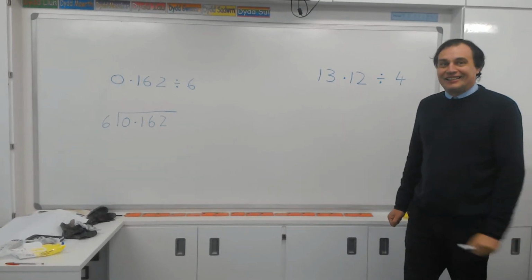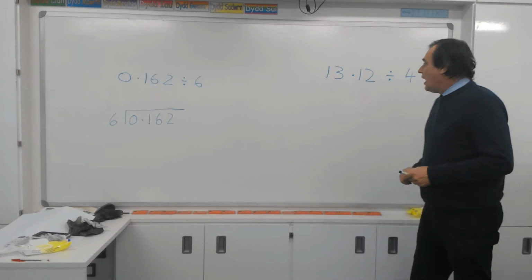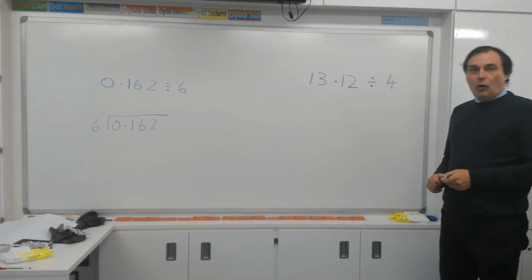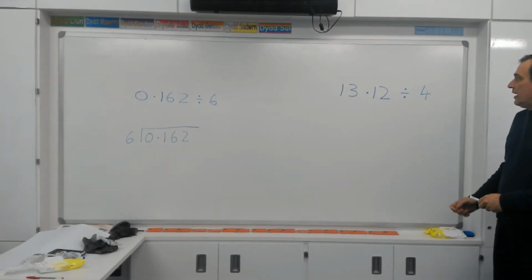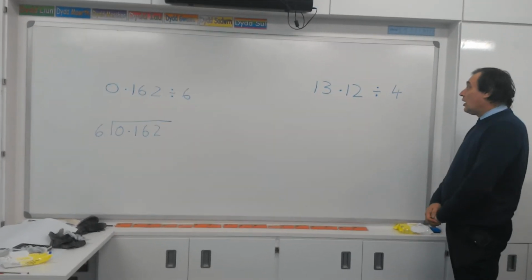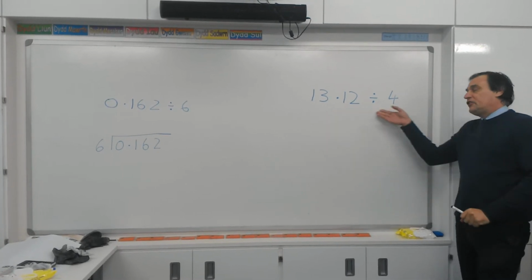Today what we're going to be doing is dividing decimal numbers by whole numbers. To do that, we're just going to check out this first sum here. So I've got 13.12 and we're going to divide by 4. So that's probably how you'll see the sum written down.